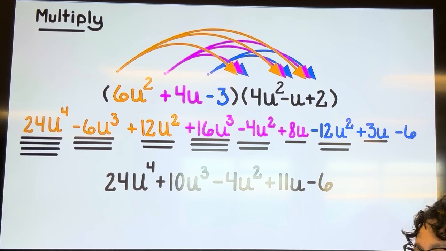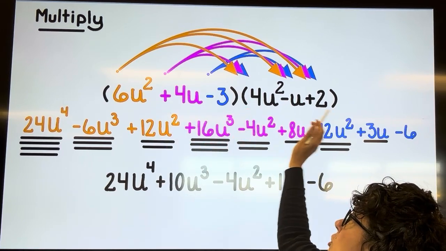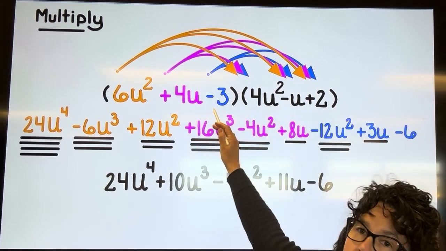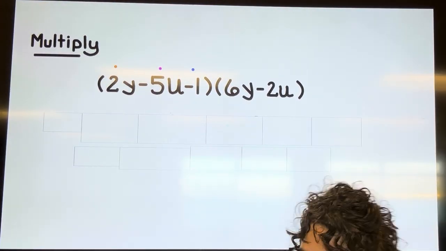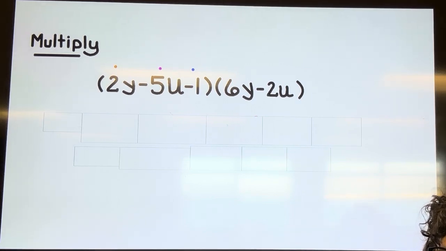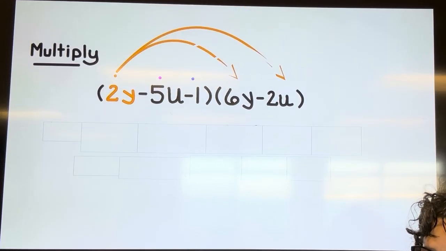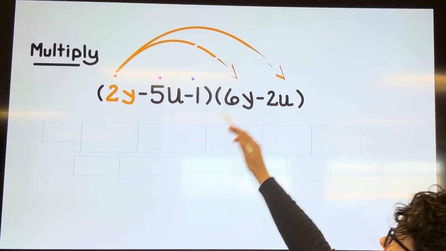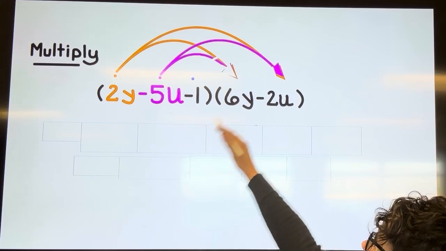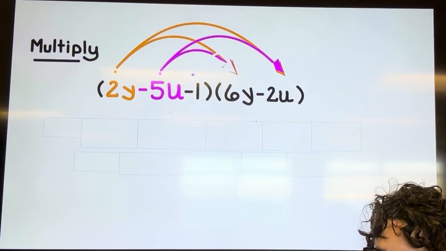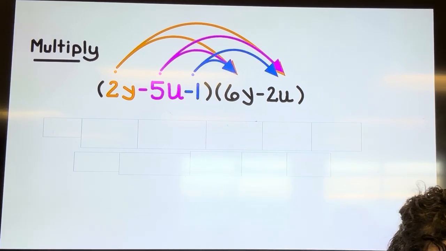Okay, this next one I'm going to go maybe a little bit quicker, but notice 3 terms times 3 terms. I took the first one times each one, the second one times each one, and the third one times each one. This time I only have 3 terms times 2 terms. So what I want to do is take this 2y and I want to distribute that to each of these. Then I want to take the negative 5u and distribute it to each of those, and then take the negative 1 and distribute it to each one of those.